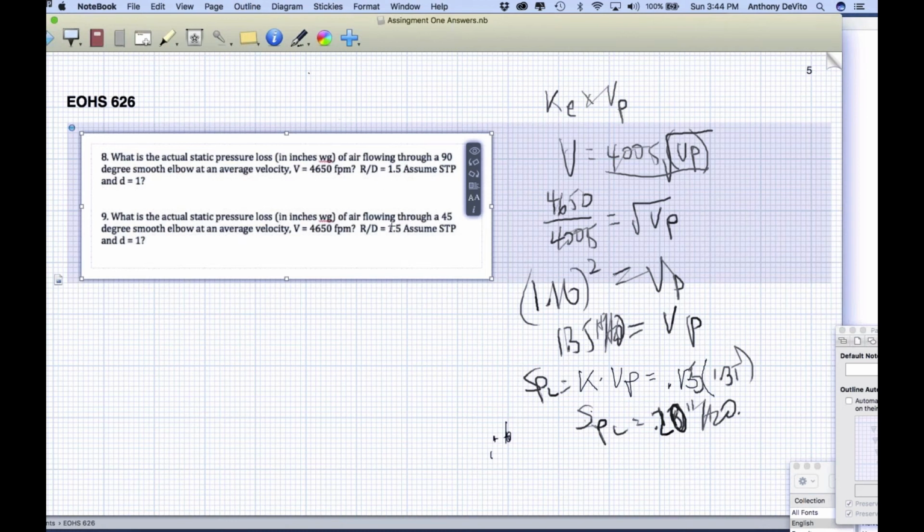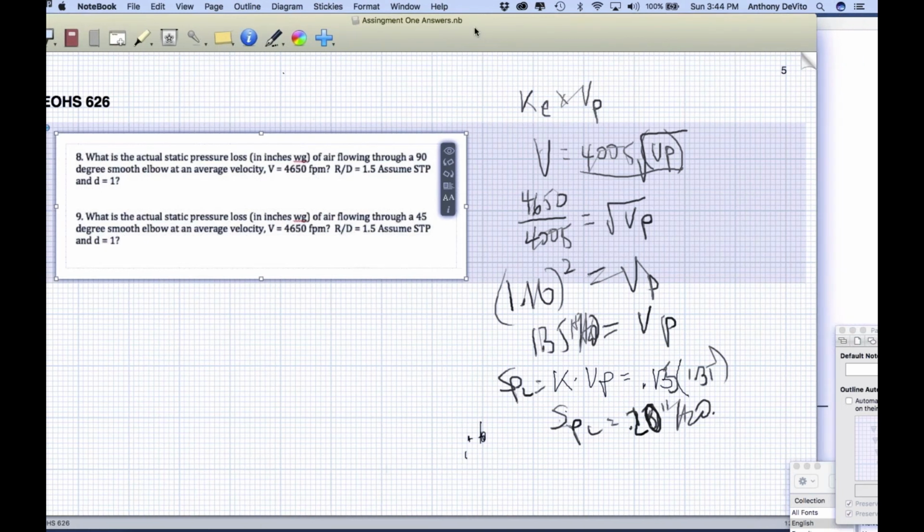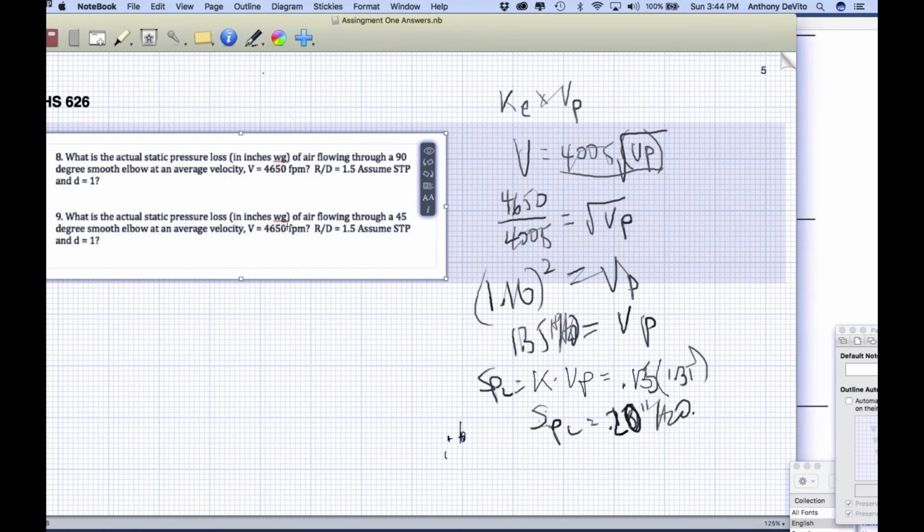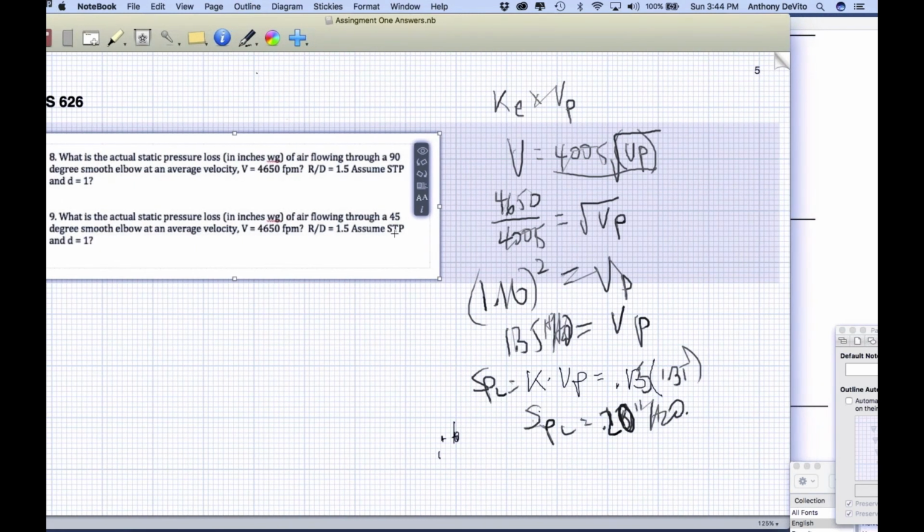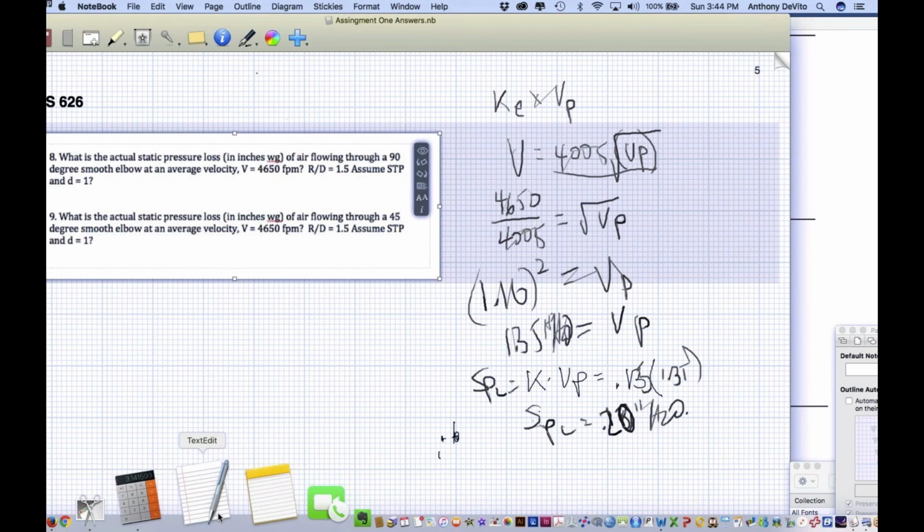So what's the actual static pressure loss? Air flowing at 45 degrees. Well, instead of 0.15, now we're going to use 0.075. So the velocity is still the same. It's the same problem. So 4650. The velocity is still the same. The velocity pressure is still the same.